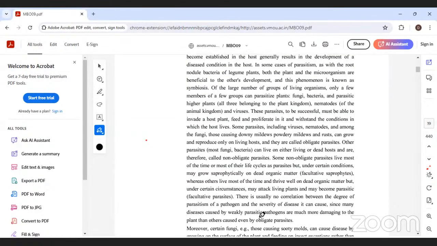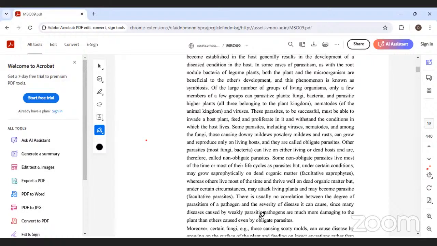Coming to the next. Some non-obligate parasites live most of the time, or most of their life cycles, as parasites, but under certain conditions may grow saprophytically on dead organisms. That is called facultative saprophytes. Whereas others live most of the time and thrive well on dead organic matter, but under certain circumstances may attack a living plant and become a parasite. That is called facultative parasitism.